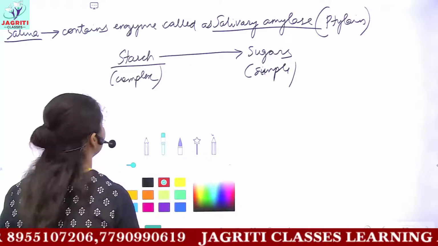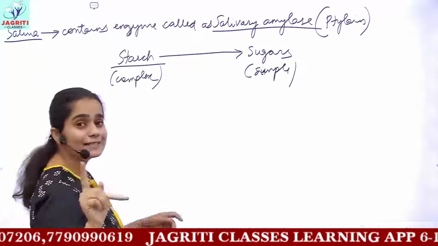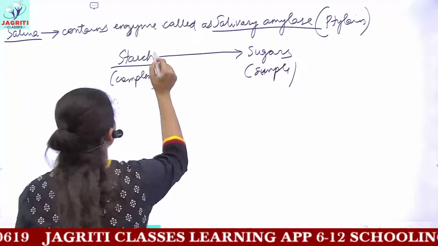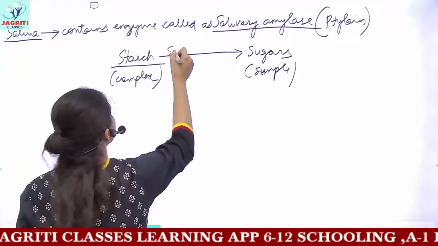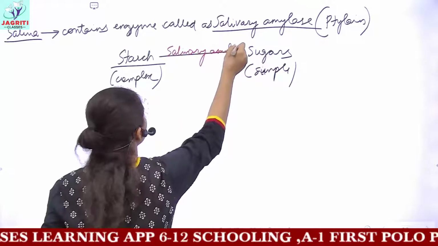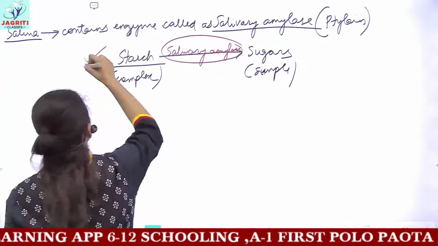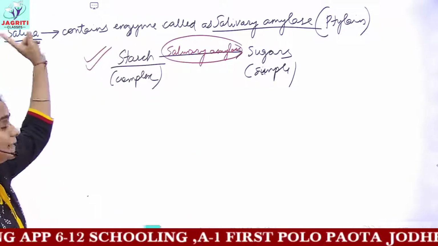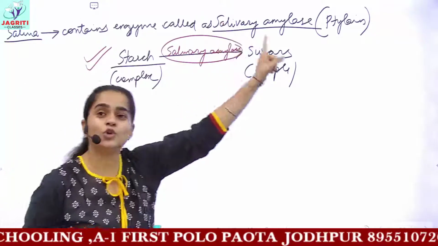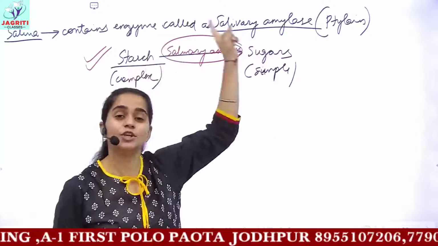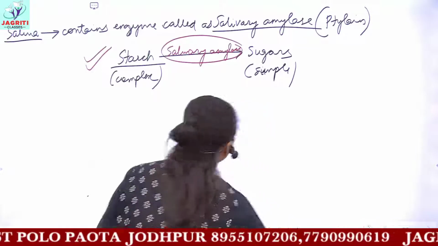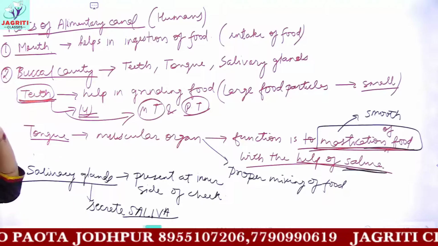by the action of which enzyme? We said that for this conversion of complex into simple, we require different enzymes. The enzyme needed here is salivary amylase. So please remember the name of the enzyme and its function. This enzyme is secreted in saliva and converts your complex starch molecules into simple sugar molecules. So we have till now discussed two parts, that is mouth and buccal cavity.